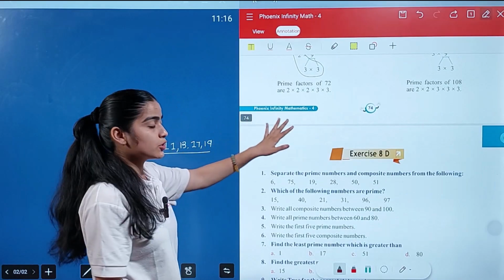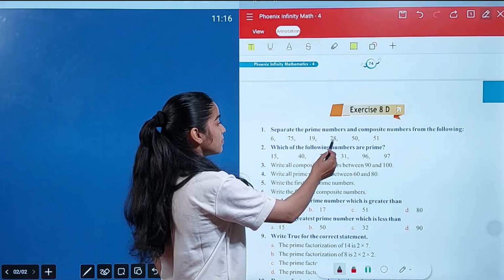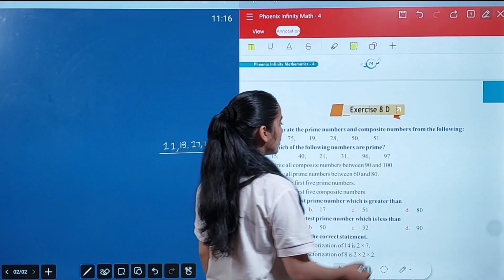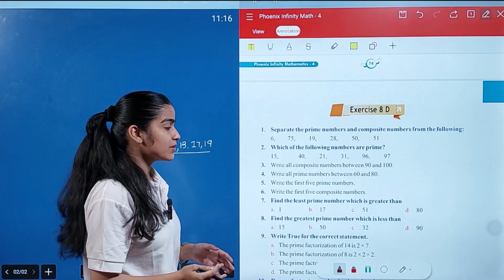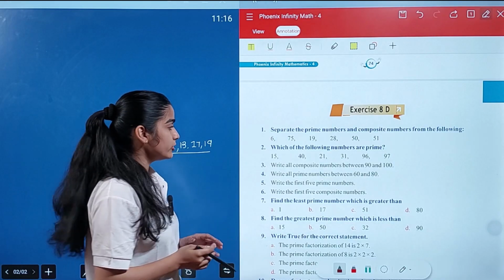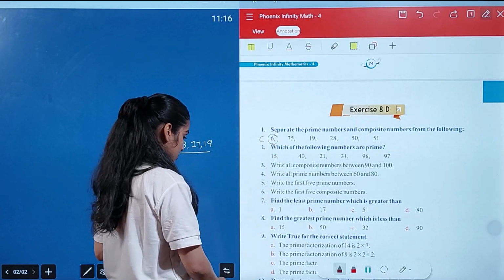Now we move forward to our exercise 8D, where we have to separate the prime numbers and composite numbers from the following. Composite numbers are those numbers which have more than 2 factors, and prime numbers are those numbers which have only 2 factors. So 6 is a composite number. Okay.